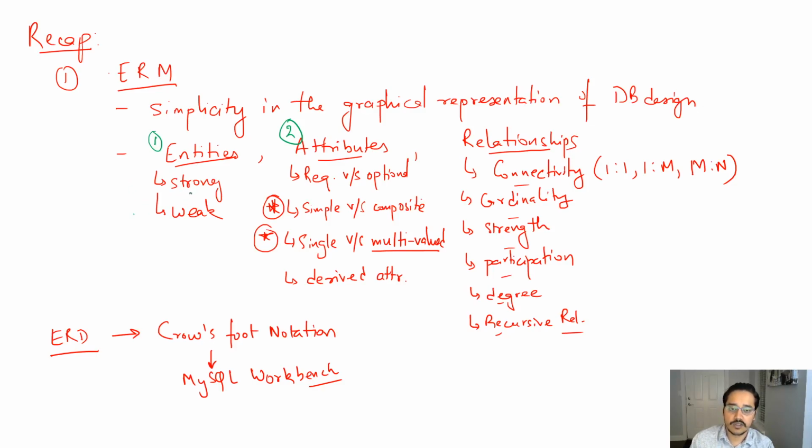Okay, where strong is basically the entity can exist by itself within the database environment. But if it's a weak entity, that means that entity has to be in a relationship with another entity in order to have some meaningful existence within your database environment, right? And then you have required versus optional.